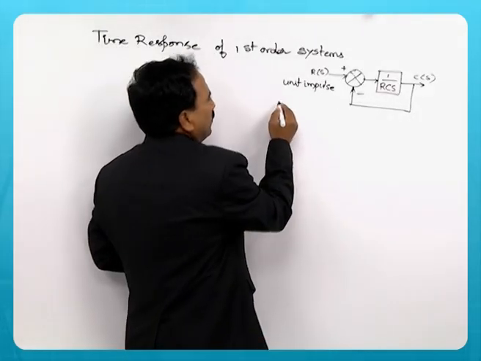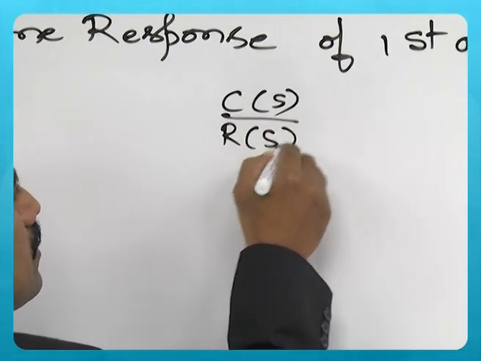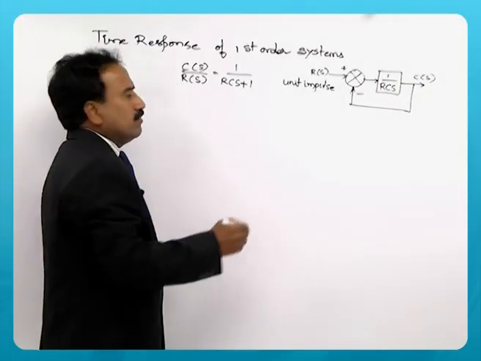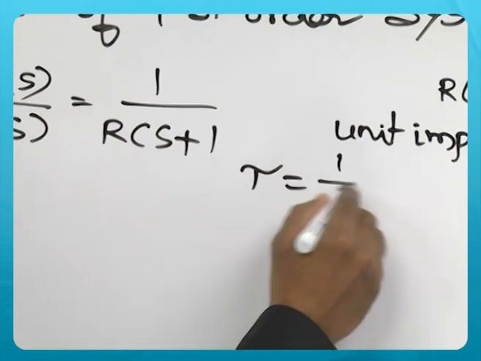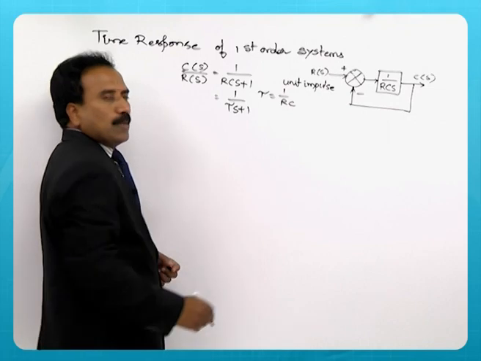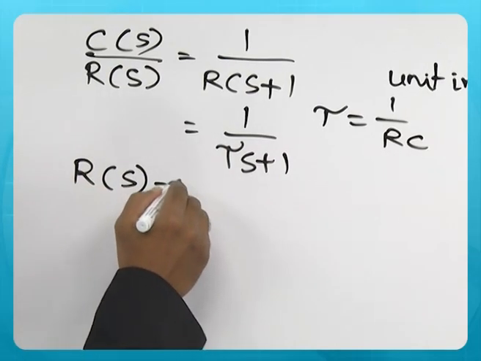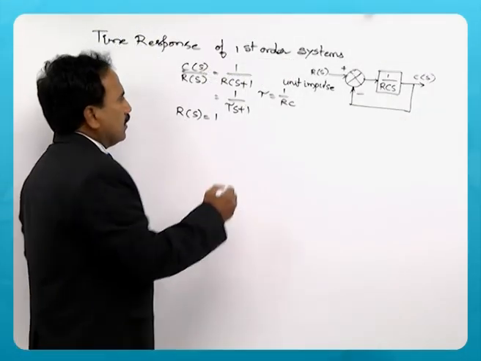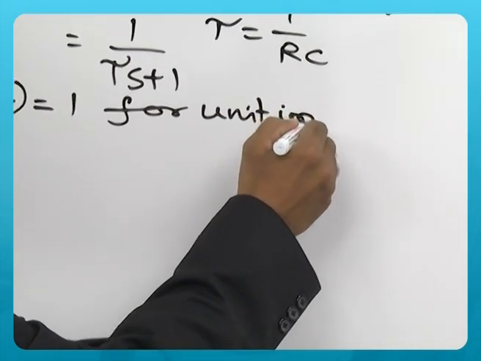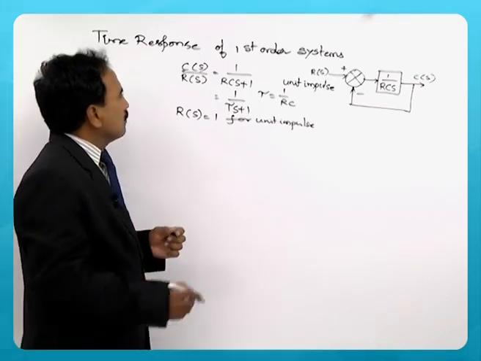So, as you know anyway, the transfer function C(s)/R(s) is 1/(RCs+1), where the time constant tau is 1/RC. So, it is 1/(tau s+1). Now, R(s) is 1 for a unit impulse. R(s) is the Laplace transform of a unit impulse, and it is equal to 1.